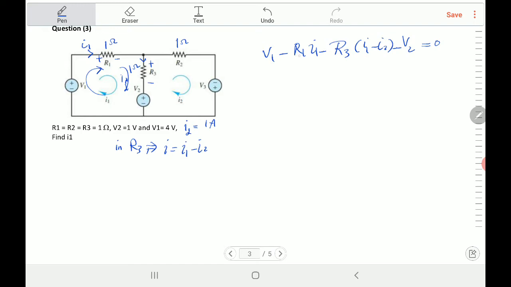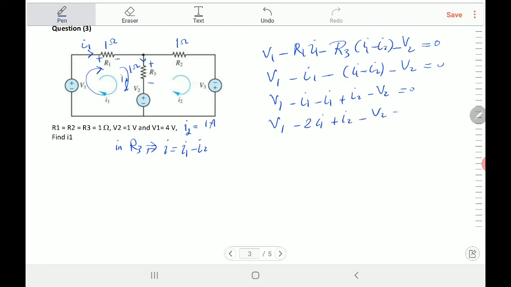After substituting R1 and R3 equal to 1 ohm as given here, you have V1 minus I1 minus R3, which is 1, times I1 minus I2, minus V2 is equal to 0. If we simplify, you have V1 minus I1 minus I1 plus I2, negative times negative is positive, minus V2 is equal to 0. So V1 minus 2I1 plus I2 minus V2 is equal to 0.